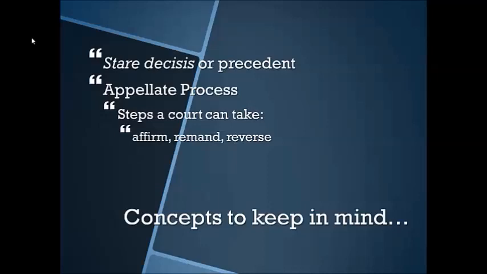If the court reverses the lower court's decision, most of the time they're going to give us a reason why they're reversing that decision. And then they may also remand it back to the lower court. Most often, this is either to determine damages or to take in new evidence, because remember, appellate courts don't hear new evidence.